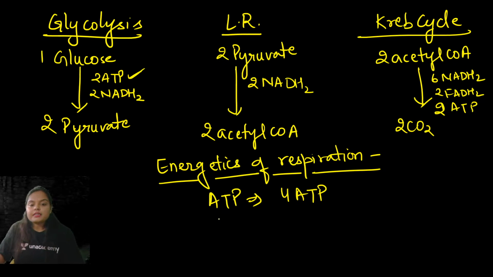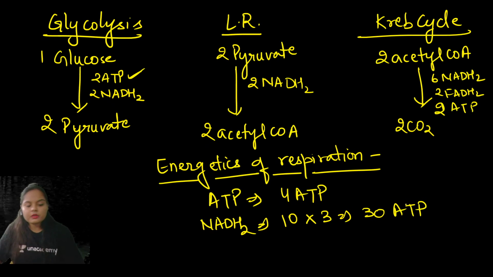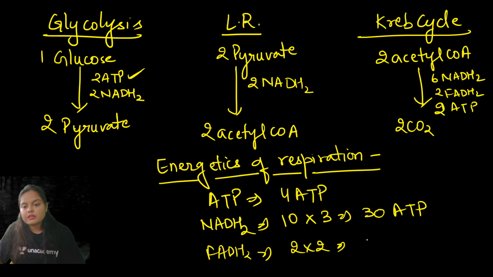Okay, now how many NADH2s do we have? So 2 plus 2, 4, and plus 6, that means 10 NADH2. Okay, so 10 into 3, that means 30 ATPs, because each NADH2 molecule is equivalent to 3 ATP, right? Now how many FADH2s do we have? We have 2 FADH2, and each FADH2 is equivalent to 2 ATP. That means 2 into 2 becomes 4.